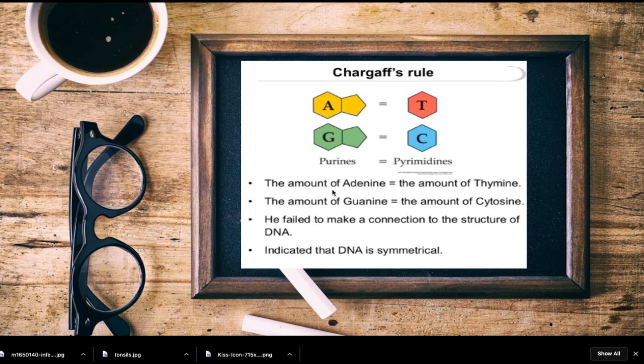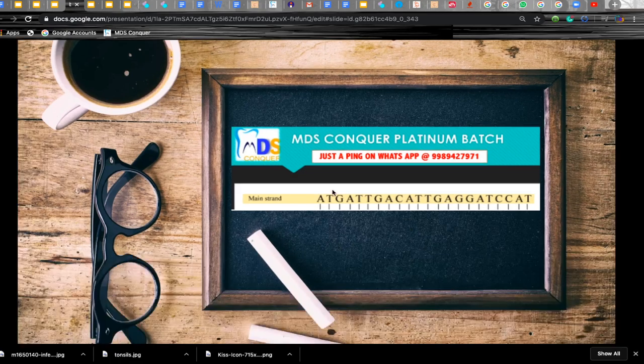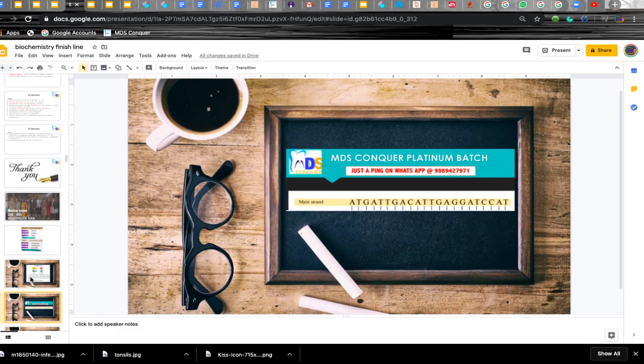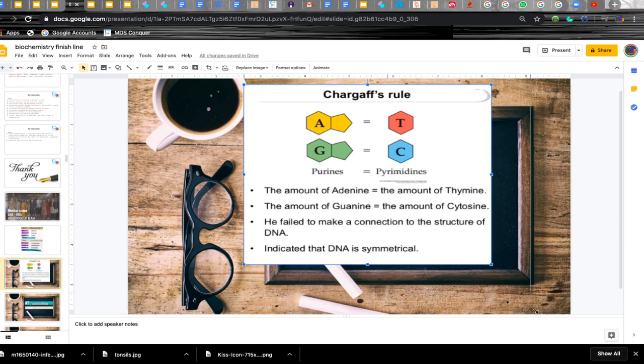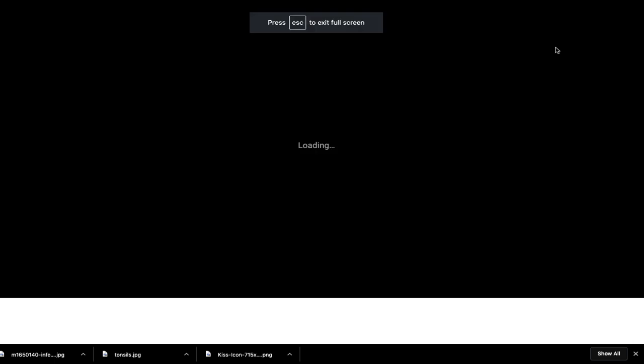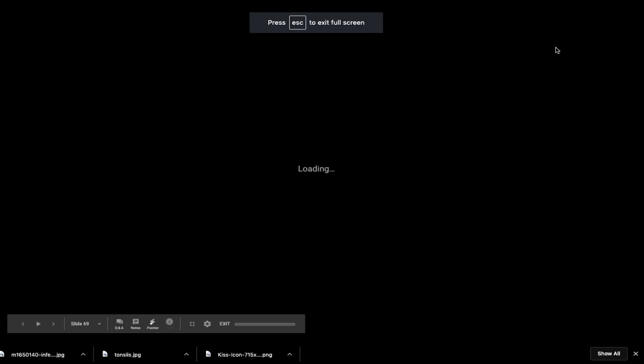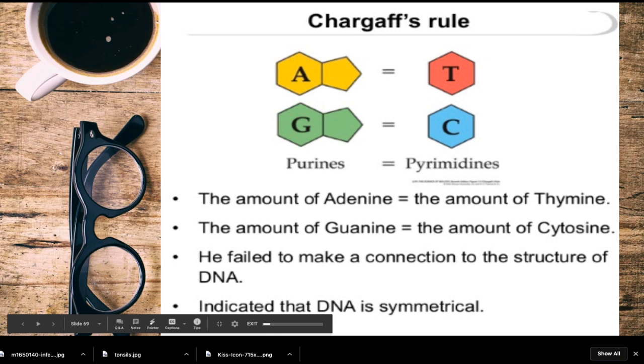Next, the important thing is the rule. Yesterday I was discussing this rule. As DNA is a double helical structure, any double helical structure is going to follow this particular rule. A single strand cannot follow this rule. It is followed by the double helical structure. What Chargaff's rule says is that the number of purines on one strand is equal to the number of pyrimidines on the other strand.